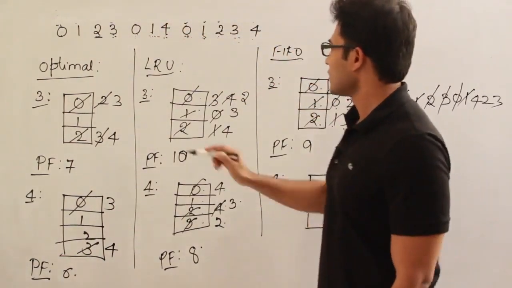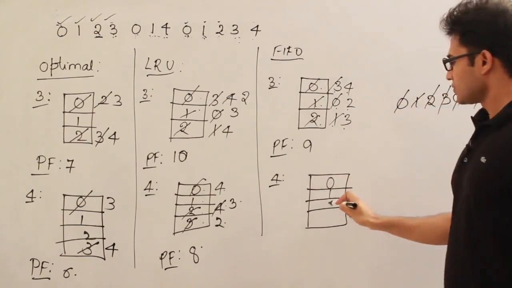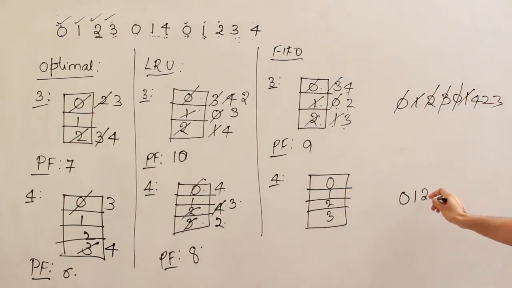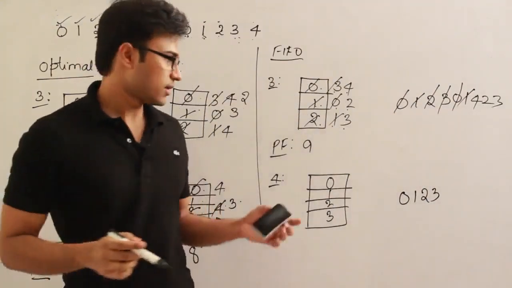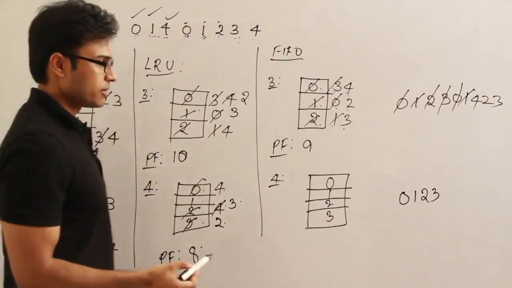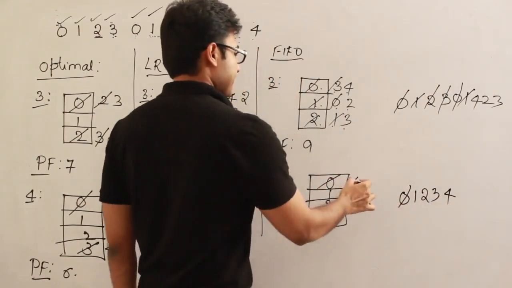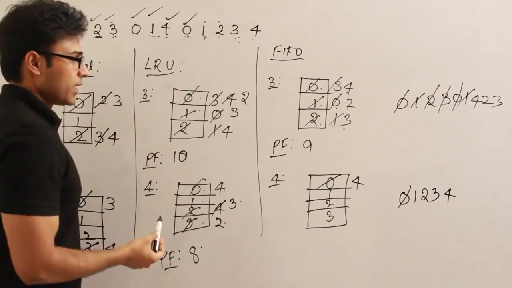Initially 0 1 2 3 will be referred. Since they are not there, they all will be loaded, 0 1 2 3 in that order, which means I get 0 here, 1 here, 2 here, 3 here in the queue. And next one is again 0 is referred, 0 is there, 1 is referred, 1 is there. Check that 0 and 1 are there. And when I don't have 4, which one will be replaced? This one will be replaced and I need to get 4. And next thing is I need 1, I need 0.